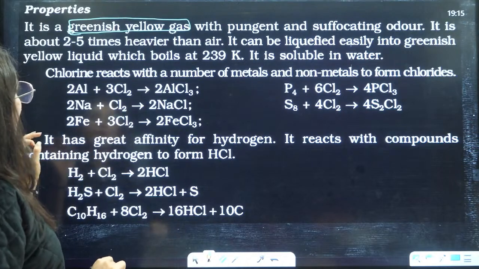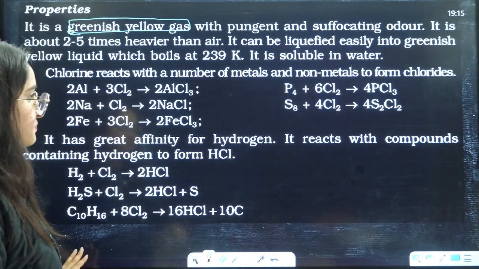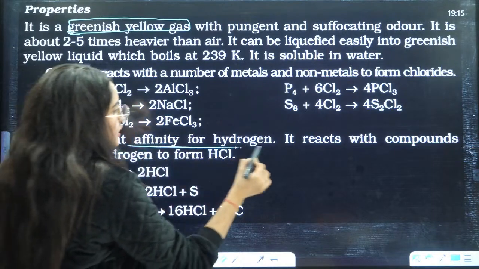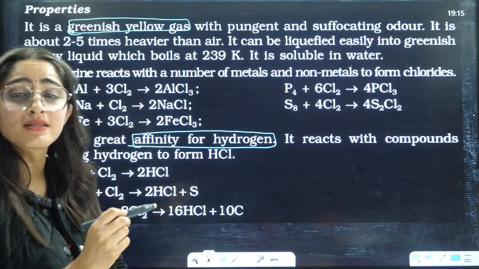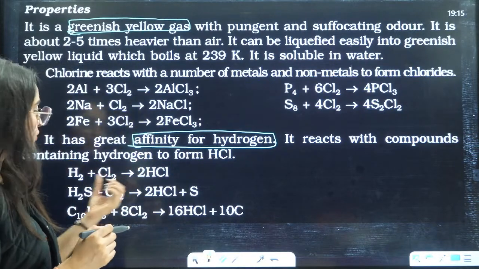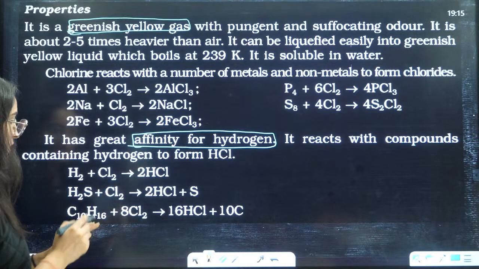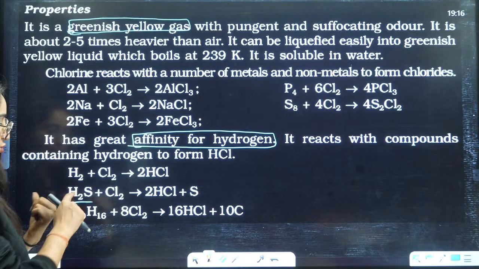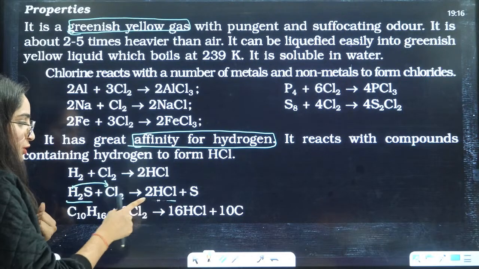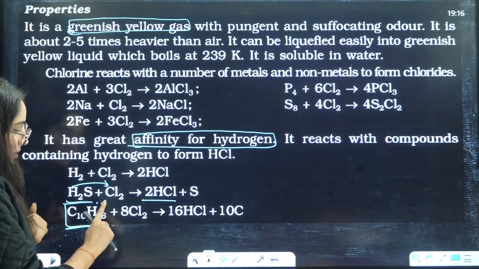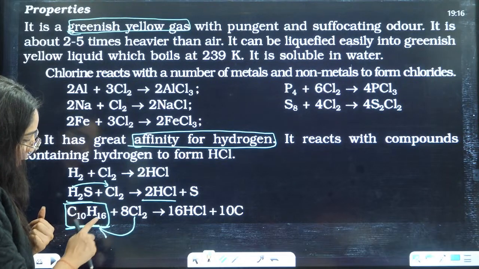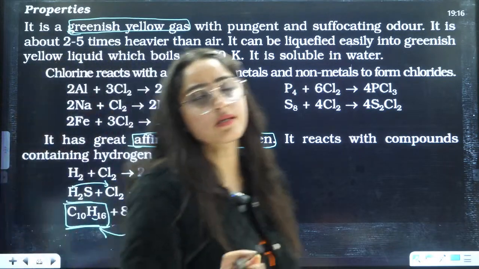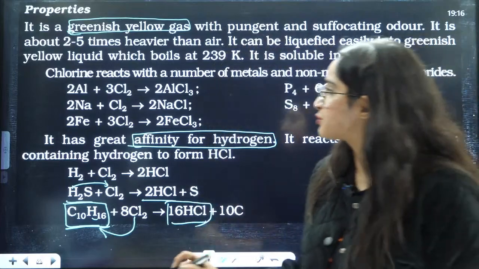Now, the next thing about chlorine is that it has great affinity for hydrogen, so it can easily react with hydrogen. With H2, Cl2 produces HCl. If you have H2S, it also has hydrogen, so chlorine will combine with this hydrogen to produce HCl. If you have hydrogen in some hydrocarbon as well, it will combine with the hydrocarbon and produce HCl. That means it is hydrogen loving, it has affinity for hydrogen, right?